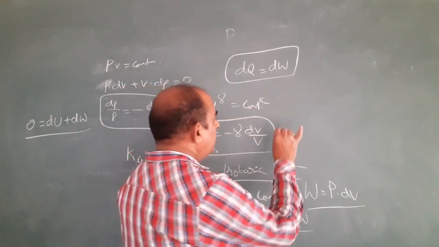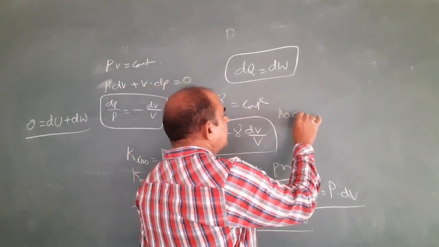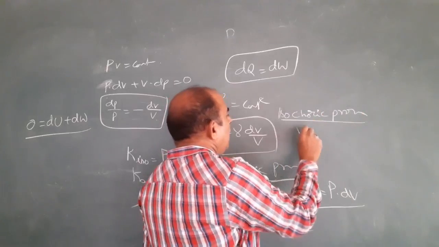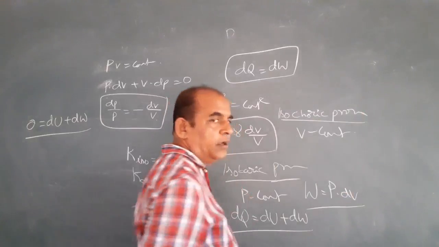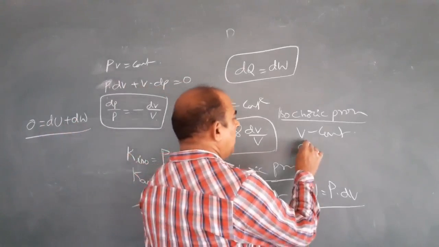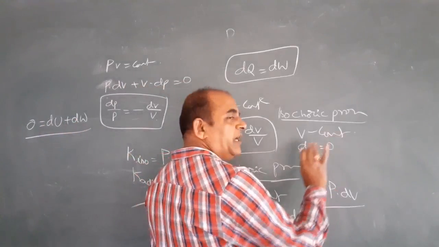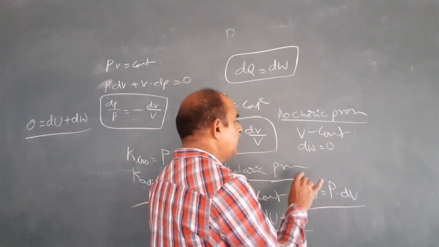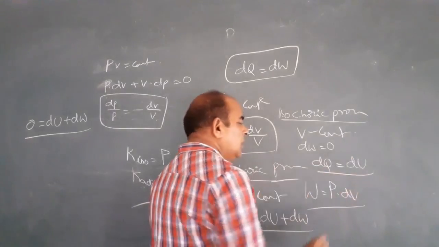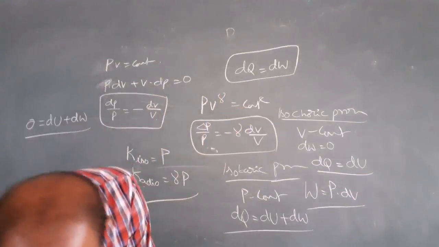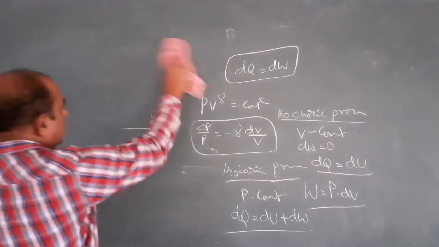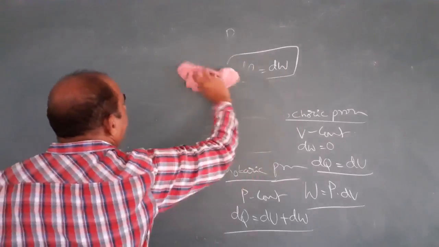And the next process is the isochoric process. Here volume remains constant, so work done is 0. Work done dW is equal to PdV is equal to 0. Volume is constant, therefore the first law of thermodynamics becomes dQ is equal to dU. So these are the 4 important different thermodynamic processes.